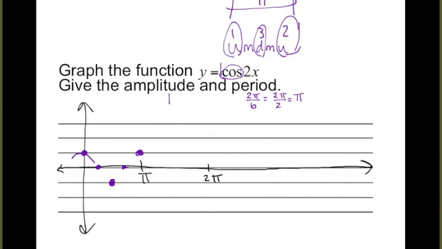Once again, it should have arrows on the end. Be careful with cosine that your arrows are pointing back down. A lot of students have them pointing straight up.